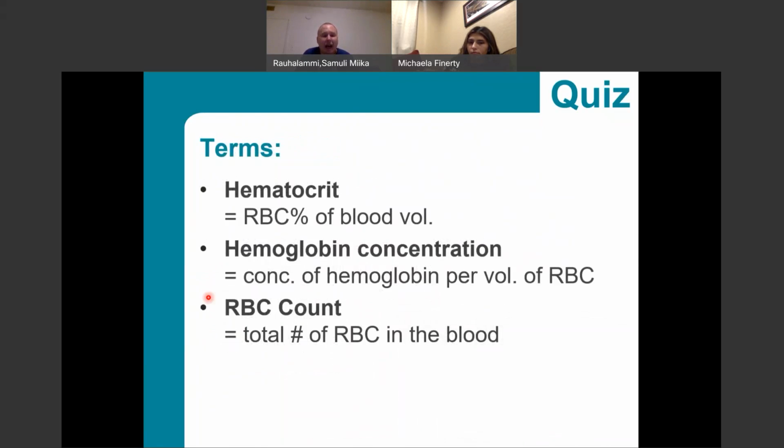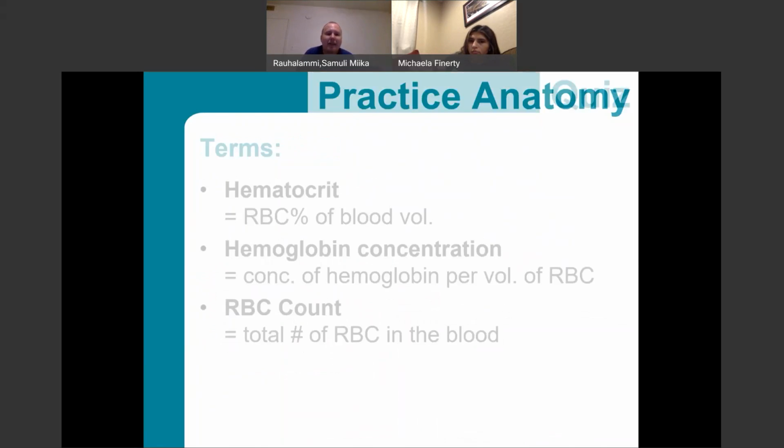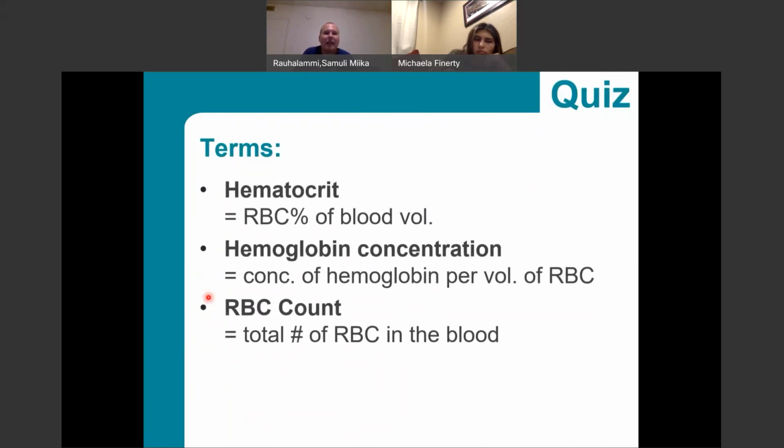A couple of terms are asked also, and I think this is the last one from the quiz. Hematocrit tells us the percentage number of red blood cells per blood volume. Hemoglobin concentration tells us the concentration of hemoglobin per volume of the total red blood cell amount. And red blood cell count tells us the number of red blood cells in the blood. So again, you just have to match the term with the definition of it. And that's all you have to do.